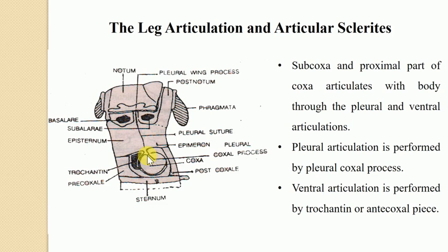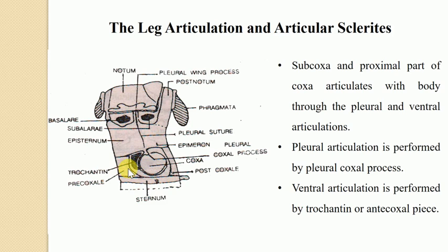It lies at the ventral end of the pleural suture between the episternum and the epimeron. So this is the pleural suture. This pleural suture is present between the episternum and the epimeron. So this region is known as the pleural or coxal process, with the help of which the pleural articulation is done. While the ventral articulation is performed by a sclerite, and this sclerite lies between the coxa and the episternum. So this one is the coxa and this one is the episternum. This sclerite is referred to as the trochantin, or instead of the trochantin, it is the antecoxal piece. So let's see one by one. First of all, the trochantin.